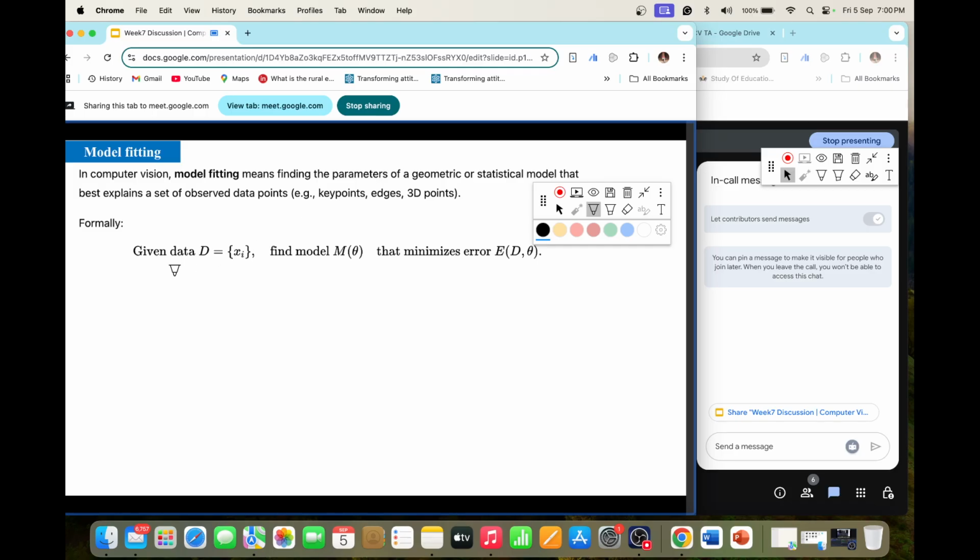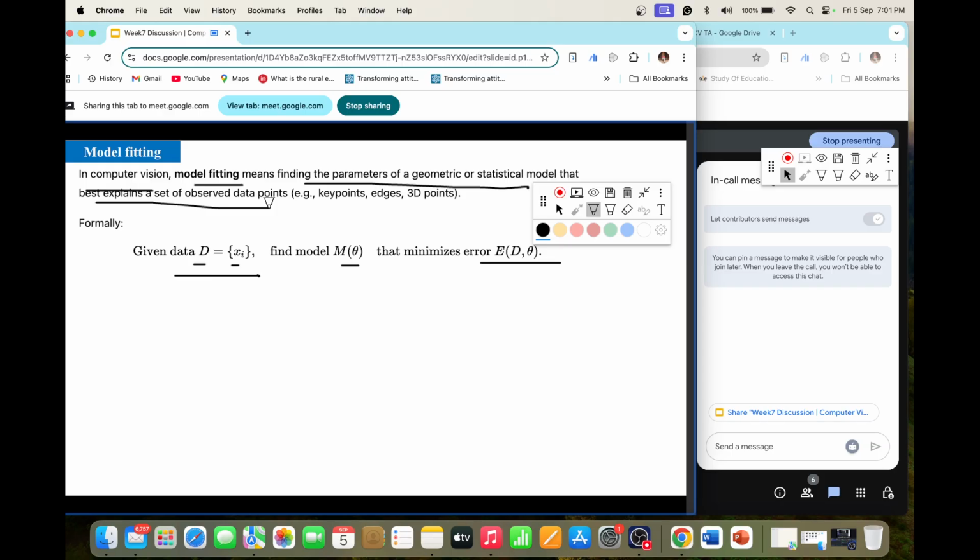So how do we write it? We write it as data, this is D, and then we have this model M, and we have to calculate the error. We have to fit a model such that this error will be minimized. So again I am repeating: in computer vision, model fitting means finding parameters of a geometric or statistical model. Theta is nothing but the parameters of model M that best explain a set of observed data points.